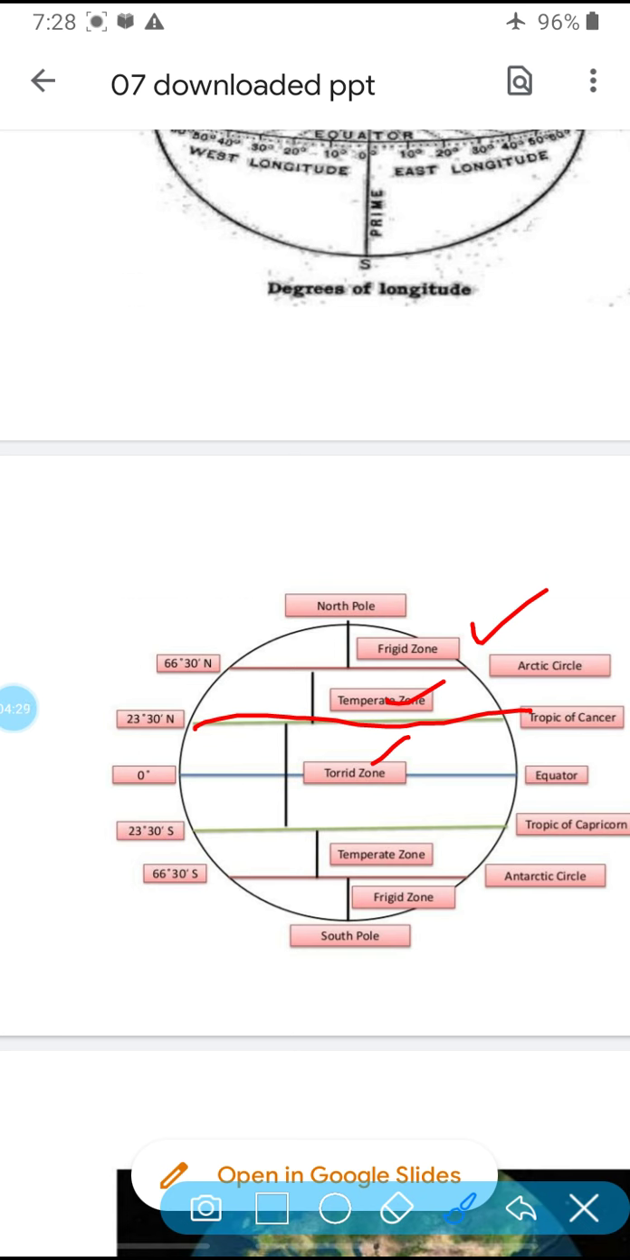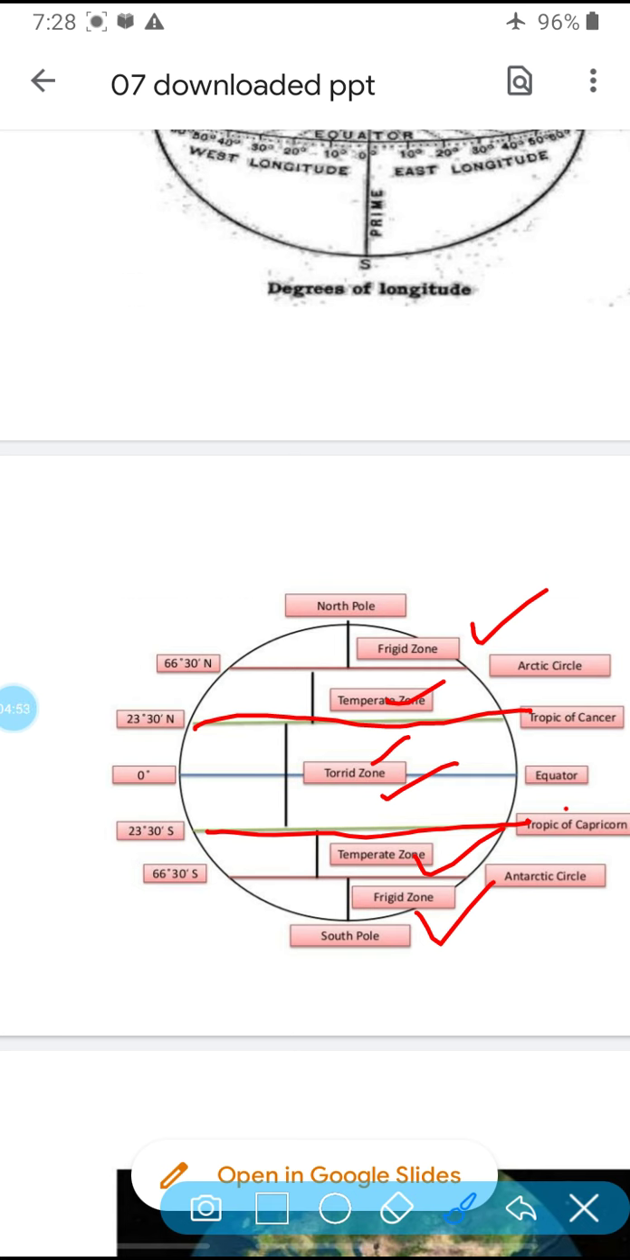So these are some of the climatic zones which are made on this earth. In the same way, there is a Tropic of Capricorn in the southern hemisphere. Between the Tropic of Capricorn and the equator, there is a torrid zone. Between the Tropic of Cancer and the Antarctic Circle, there is a temperate zone, and between the Antarctic Circle and the South Pole, there is a frigid zone. So these are the three climatic zones made: torrid zone, temperate zone, and frigid zone.